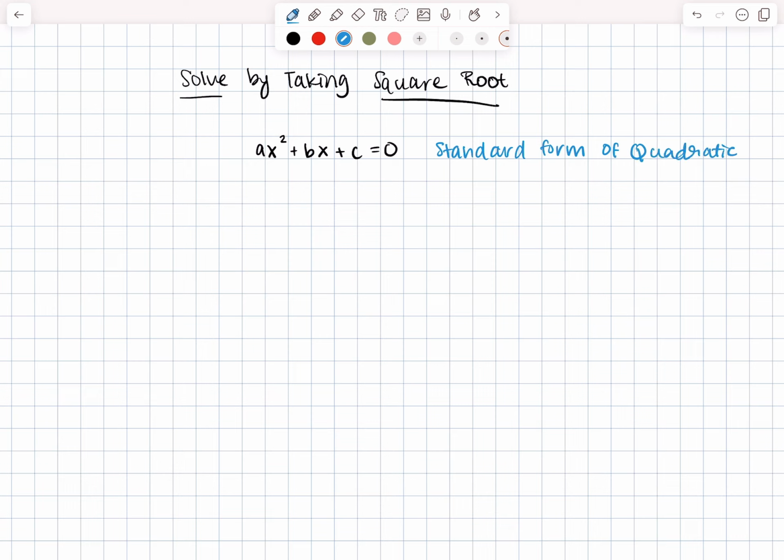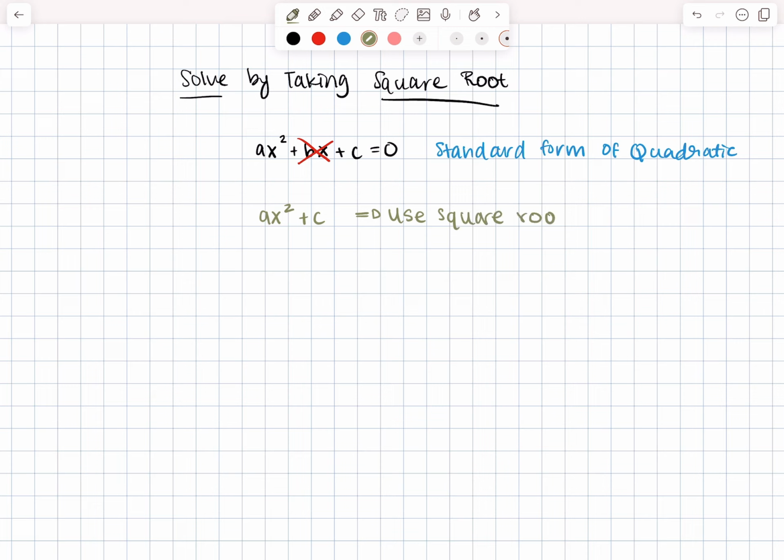But when we want to solve by taking the square root, which is a special case used when you're trying to solve a quadratic or find an x value, you want to make sure that you don't have a b value, a bx term. You can only use the square root method when you have ax squared plus c.